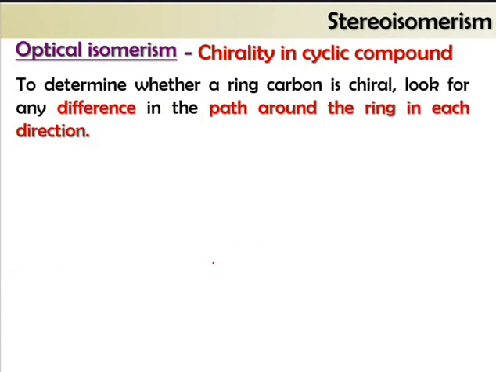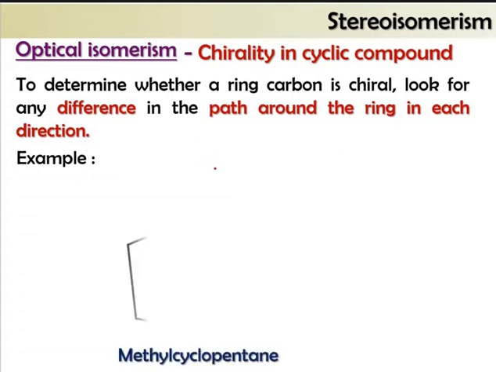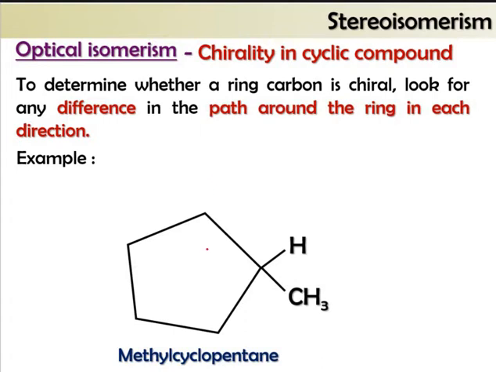What about chirality in cyclic compound? To determine whether a ring carbon is chiral, look for any difference in the path around the ring in each direction. For example, we have methyl cyclopentane. So you have to look at each carbon in the ring. So let's say we have this carbon. Is this a chiral carbon? So kita tengok carbon ni pula.